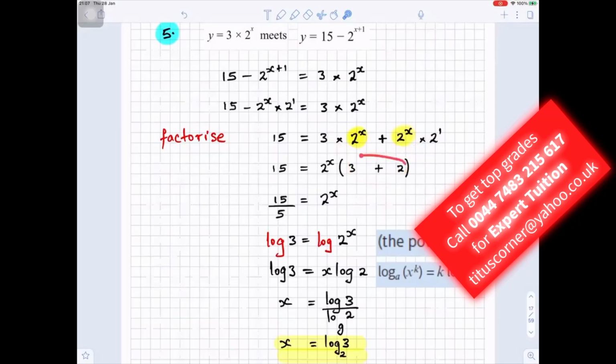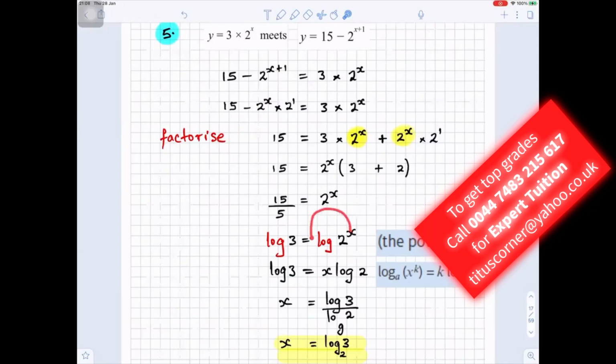It's times 5 now. We take the times 5 to the left. It becomes divide by 5. 15 divided by 5 is 3. And 2 to the x is left on the right. To solve this, we have to take logs. We put log in front on the left and put log on the right. So log 3 equals x log 2.